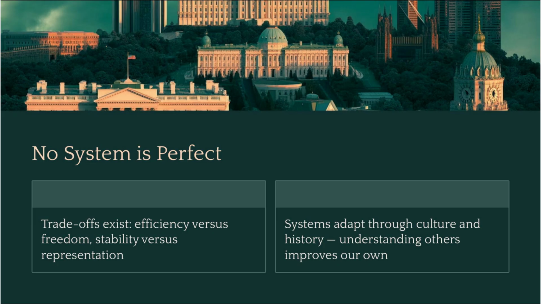We've looked at kings, presidents, dictators, and oligarchs. The takeaway? No system is perfect. There are always trade-offs: efficiency versus freedom, or stability versus representation. These systems adapt through culture and history. By understanding how others organize power, we don't just learn about them, we improve our understanding of our own place in the world.